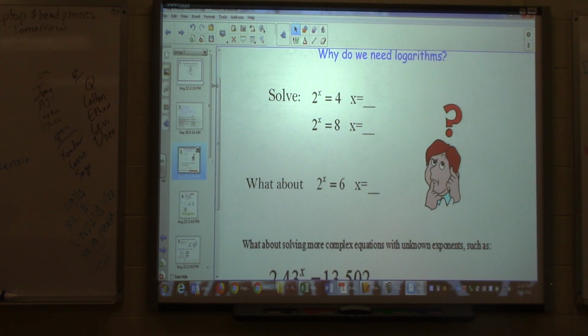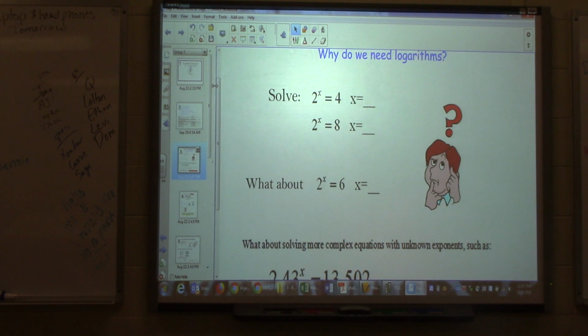Alright, so it's going to equal 2, right? 2 squared equals 4. Beautiful. What about 2 to the x equals 8? 3, right? 2 cubed equals 8. What about 2 to the x equals 6? Do you guys know that one off the top of your head? No, we don't. We don't know how to solve that. That's where logs are going to come in. They're going to help us solve these and get good answers for them.